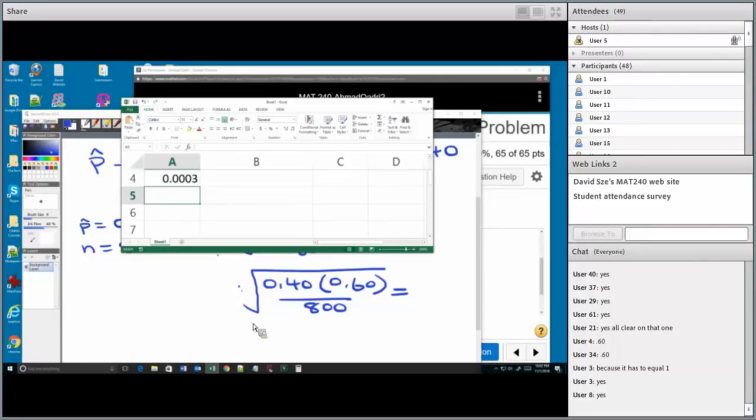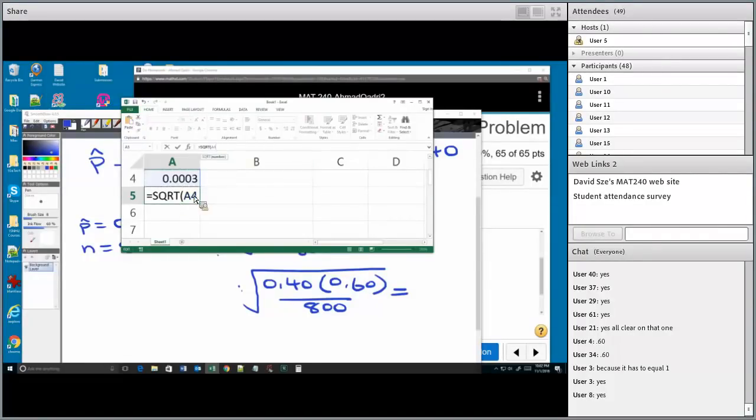Okay. Now I need to find the square root of this number. So how do I do that? I can just say equal SQRT, square root, parentheses. I'm going to click on this cell. So take your mouse cursor, click on it, and it puts A4. What it's saying is this cell A4, whatever value it contains, find the square root of that.